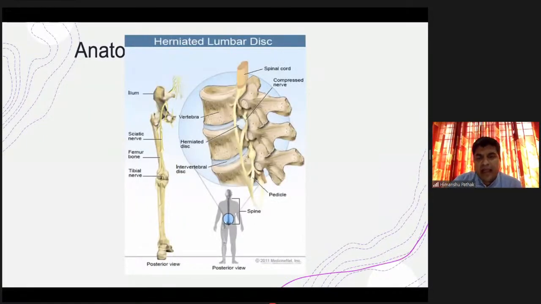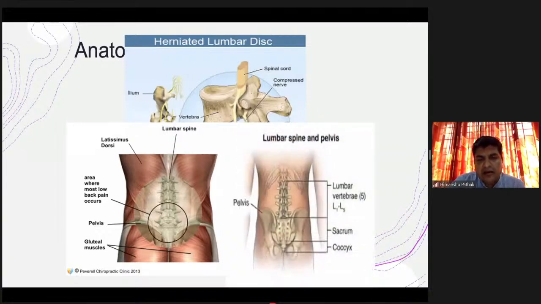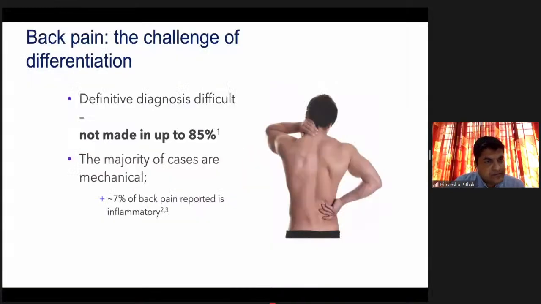So when we think from where this pain is coming, if you think of the anatomy, in the spine we have vertebra, we have disc, then we have spinous processes, then paralumbar muscles, musculature involvement, and then hip joints and sacroiliac joints. So when we think of back pain, we have to think of all these causes. And as we already know, it is definitely a challenge of differentiation. Most of the time on a routine visit, it's very difficult to make out whether it is a mechanical pain or an inflammatory pain.